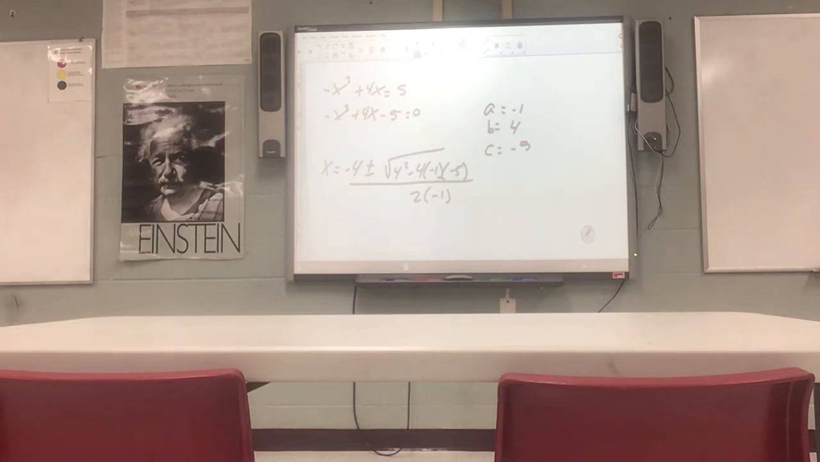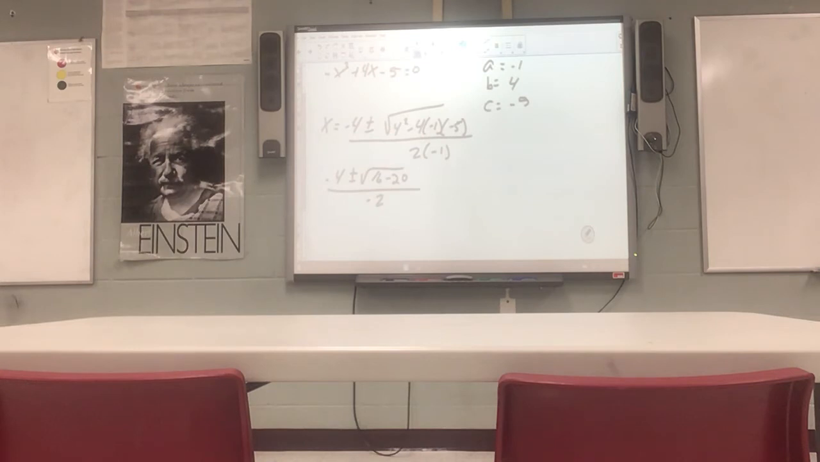Okay, so underneath the radical, you got 4 squared is 16. Now I got negative 4 times negative 1, that's 4. And then 4 times negative 5 is going to make that be a negative 20. Do you see something fishy here? Yeah, they can be divided. Before that, you're right, but before that, that's going to be negative. Okay, we're going to have a negative underneath the radical, which means our answer is going to be imaginary.